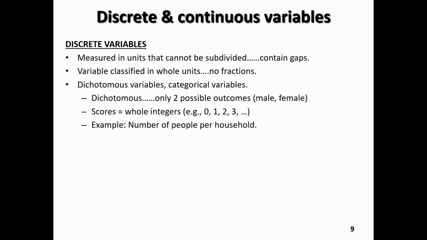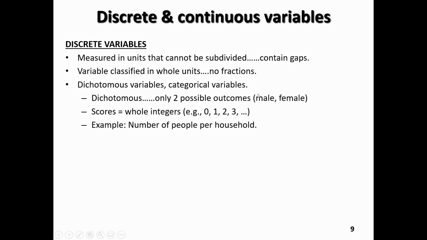One example, or two examples, of discrete variables include what are called dichotomous variables or categorical variables. One example of a dichotomous variable, if defined by researchers to have only two possible outcomes, might be male and female.